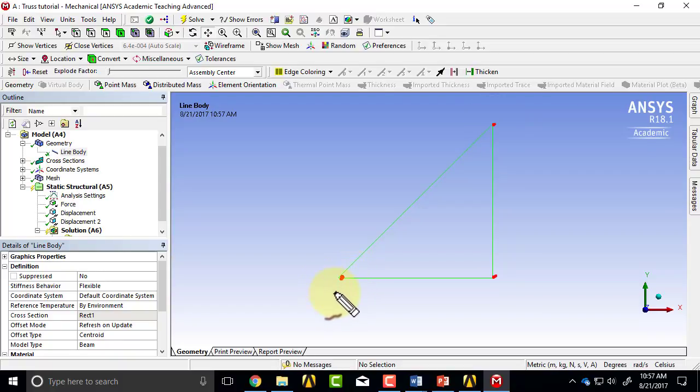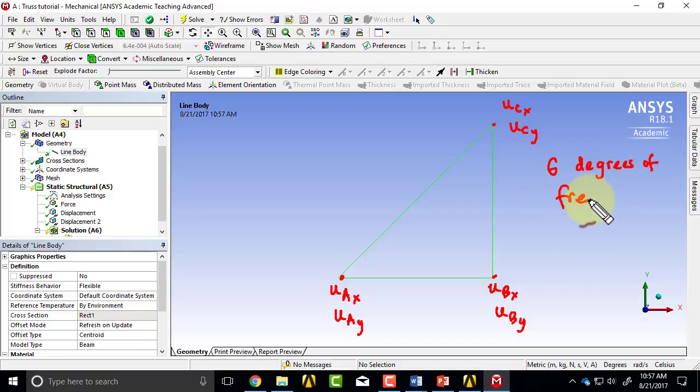And at this node, we wanted to calculate what we called UAX and UAY, how much that node or pin would move in the x and y direction. This is similarly UBX, UBY, and this is UCX and UCY. So there are 6 values that need to be determined. So you would say this model has 6 degrees of freedom. That's a terminology often used in finite element analysis.